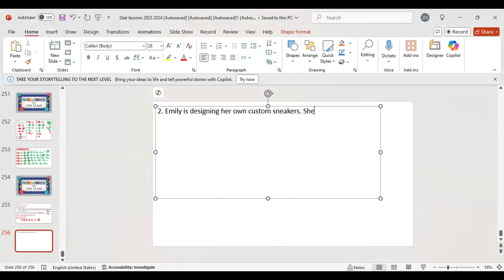She can choose between white, blue, red, or black for the base colors.